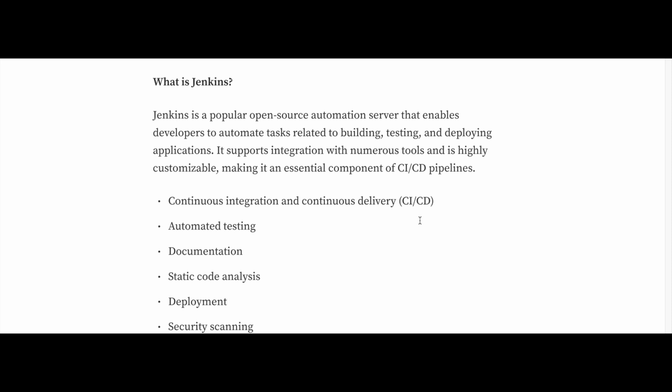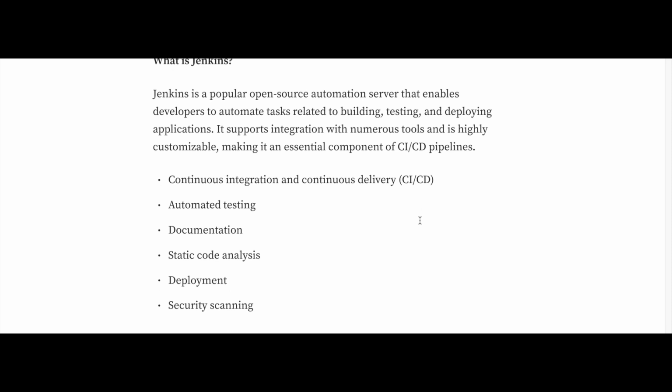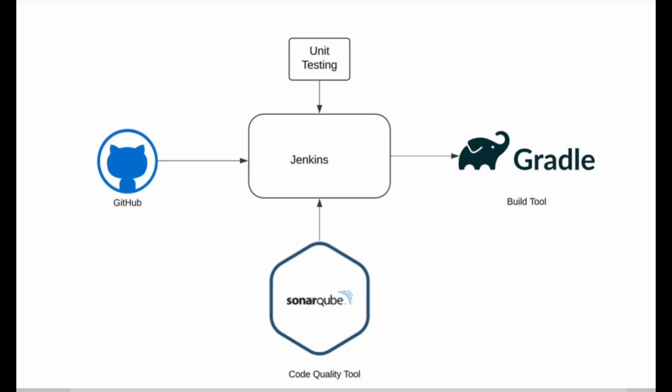Jenkins supports integration with numerous tools and it is highly customizable, and that makes it an essential component for CI/CD pipelines. So what Jenkins provides: continuous integration, continuous delivery, automated testing, documentation, static code analysis, deployment, security scanning. You can think of it like a tool which provides you the capability of integrating it with almost any of the tools that you want to work with based on your application requirements, and you can integrate it with Jenkins to do any kind of automation.